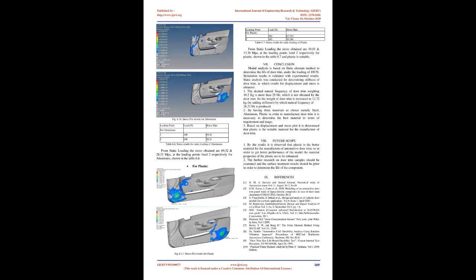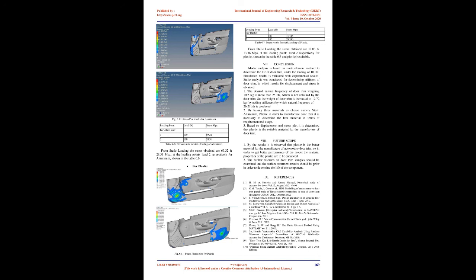2. Having 3 materials as choice, namely steel, aluminum, and plastic, in order to manufacture the door trim, it is necessary to determine the best material in terms of requirement and usage. 3. Based on the displacement and stress plot, it is determined that plastic is the suitable material for the manufacture of door trim. 8. Future scope.